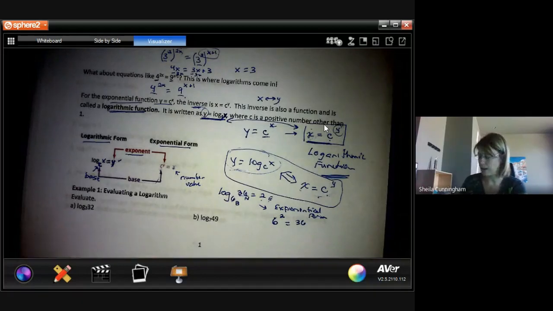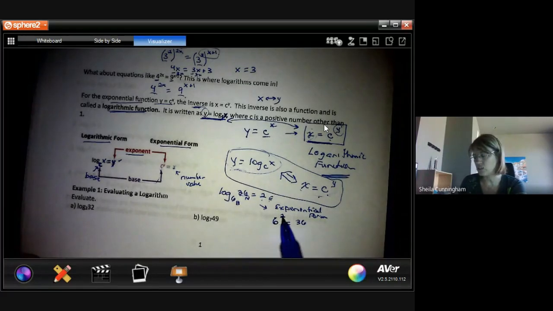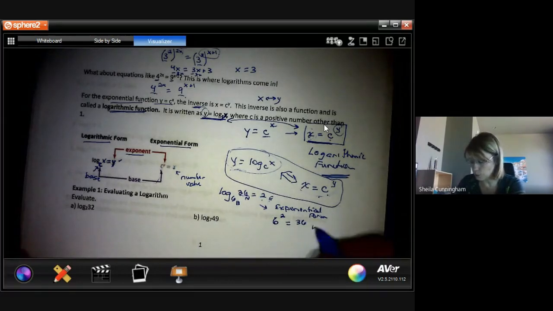So now I've got an exponential form of the equation. And hey, take a look. After you get it written, it should make sense of what you've got. This is saying 6 squared is equal to 36. That makes sense, because 6 squared, 6 times 6, equals 36. So this does hold true, right?